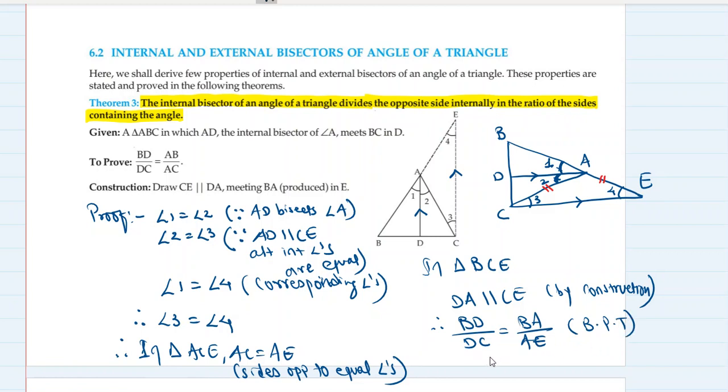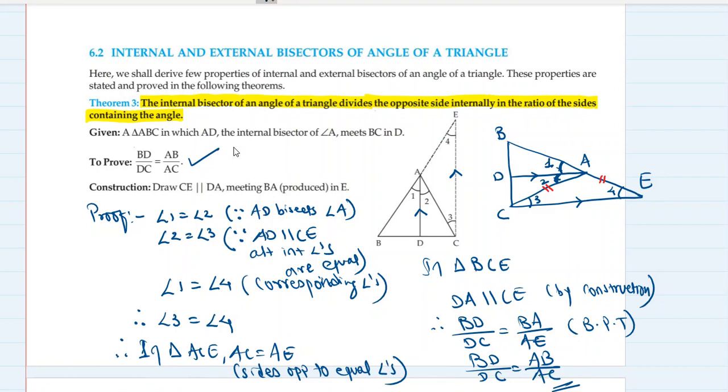Right? Now, one thing I'm going to change in this. I will keep BA as it is, but in place of AE, I will write AC because AE and AC are equal. So BD upon DC is equal to AB. In the place of BA, I am writing AB. There is no difference it makes. In place of AE, I will write AC because they are equal. I have already proved that. And this is what I need to prove. See, BD upon DC is equal to AB upon AC. So this is the angle bisector theorem.